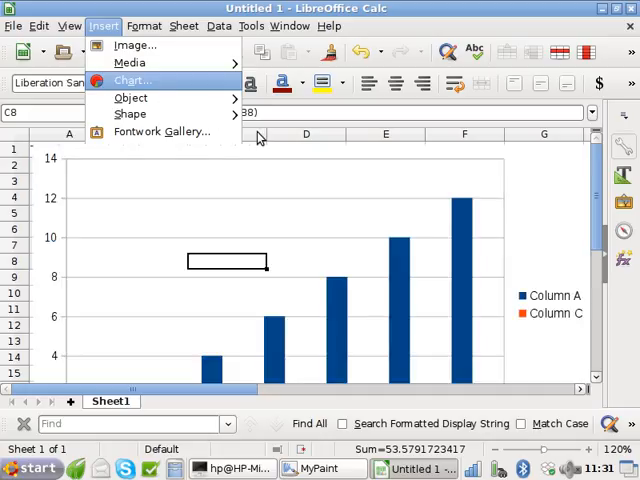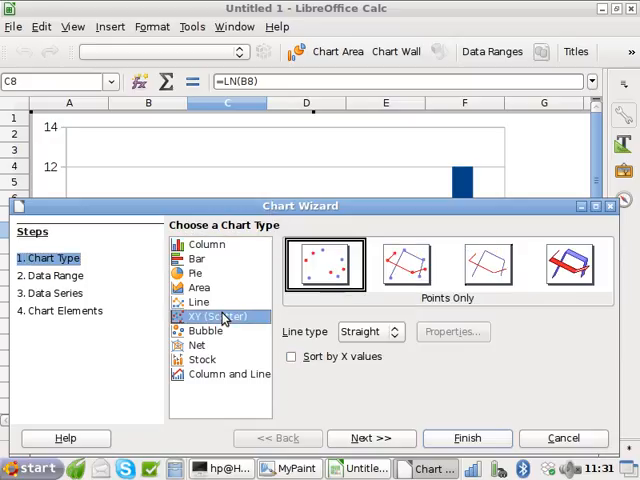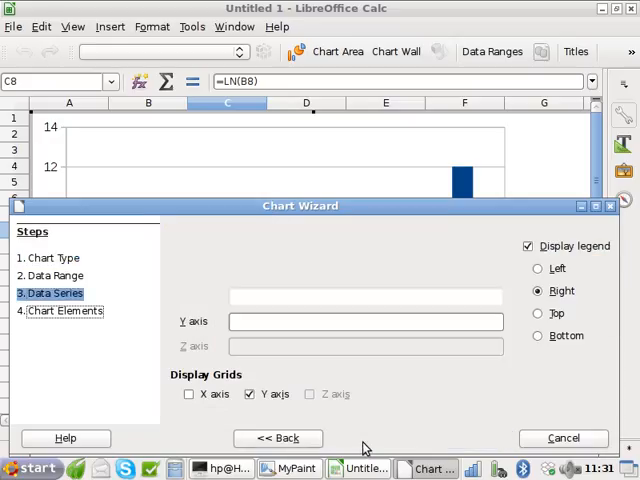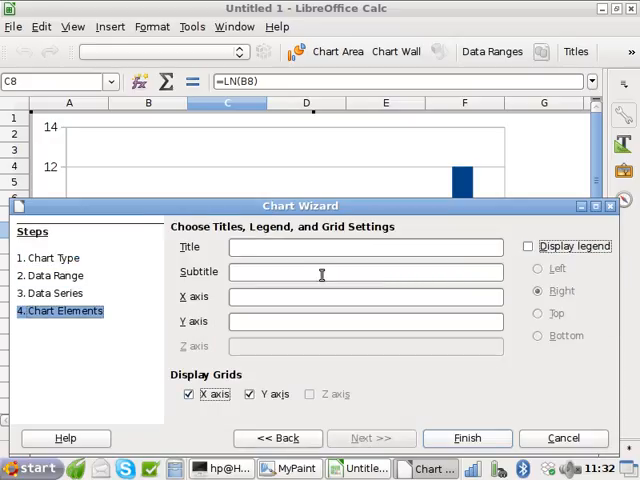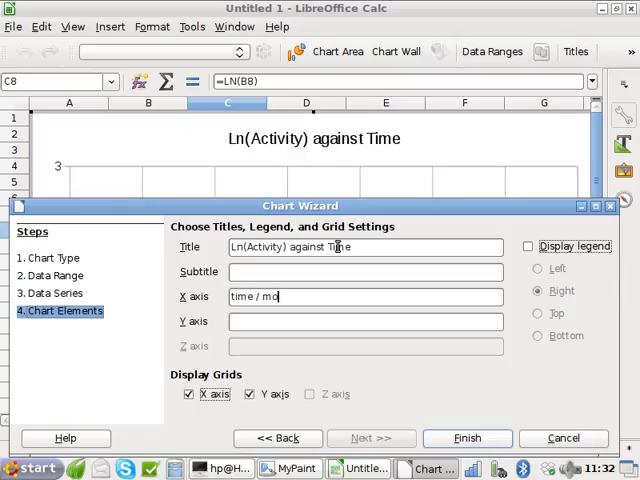No, it's not log A, it's A. Sorry. No, you were right the first time, log A. Oh, oops, I missed the log. My bad. Right, so the title is log activity against time, and the x-axis is time in minutes, and the y-axis is log activity in megabecquerels.